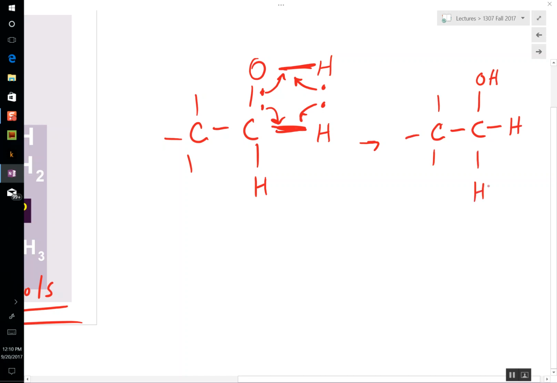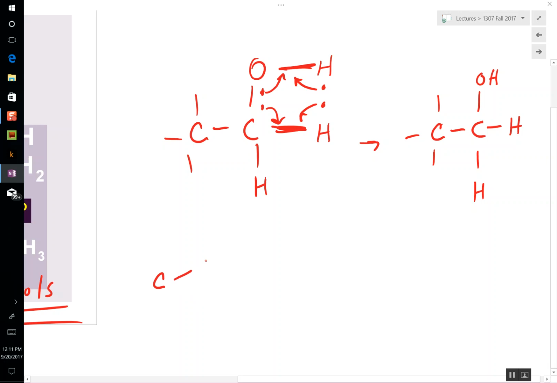There's your hydrogen. You hydrogenated that double bond, and what do you get? You get an OH group on the carbon that carried the carbon-oxygen double bond. And for an aldehyde, that OH group is on the end, so the carbon-oxygen double bond is on the end in an aldehyde. Consequently, the OH ends up on the end, and it's a primary alcohol.